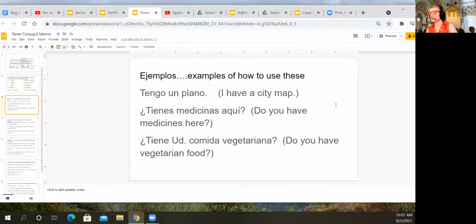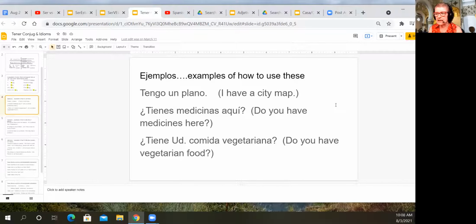Sometimes we use this to say that you actually have something in your possession. Like, tengo un plano. I have a city map. Plano is a city map. Like a walking map they might give you, it has like a 5 mile square area, maybe around the hotel. Tengo un plano or tengo un mapa.